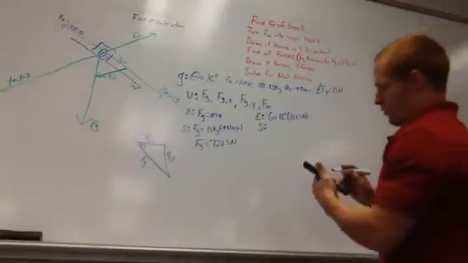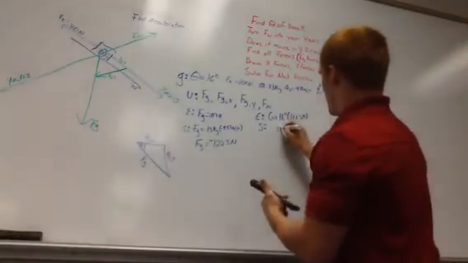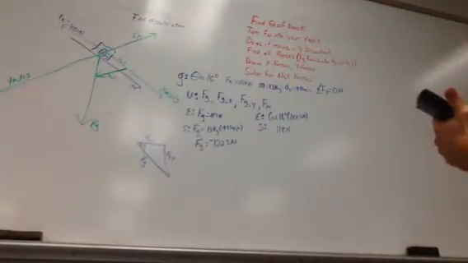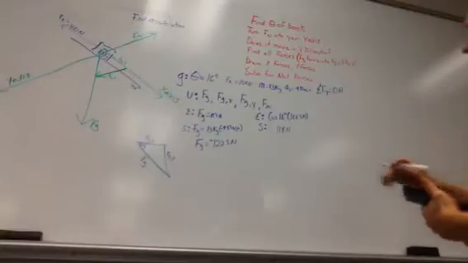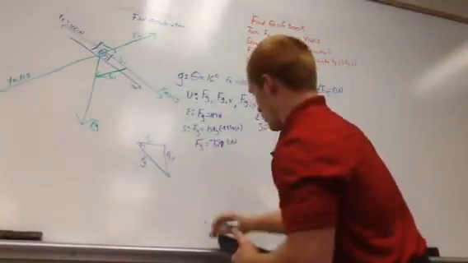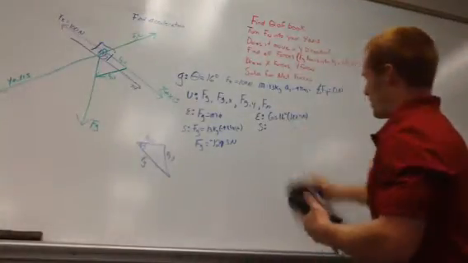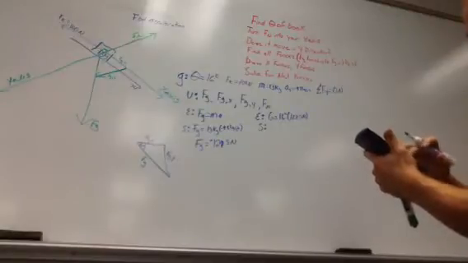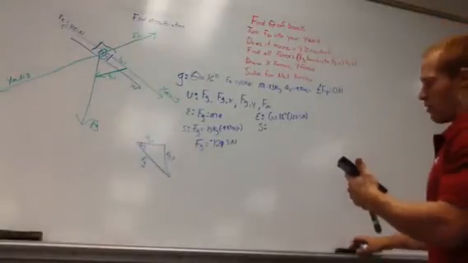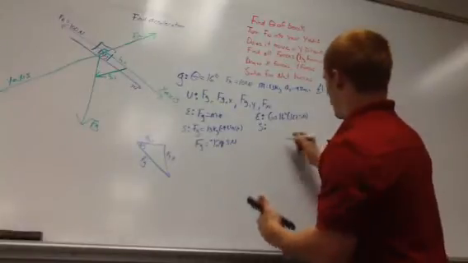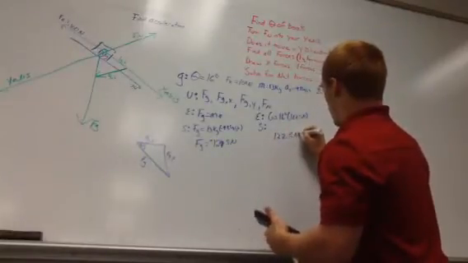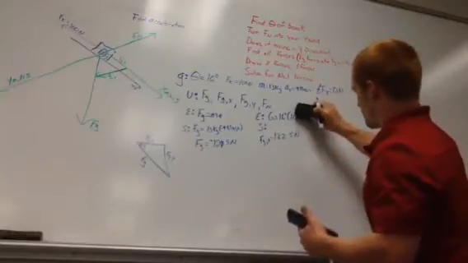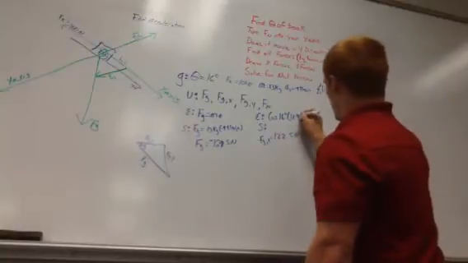Which will be 118 newtons. Oh shoot, this should have been 127.5, so I'll change that to 127.5, and that's going to change this. I apologize. 16 times 127.5. 122.5, that's where I got that number from. Fg of x is going to equal that, so this should have been a 7. This should have been 127.5.